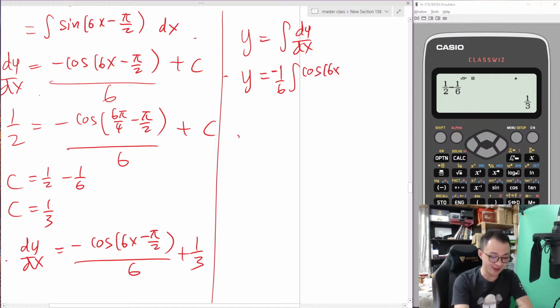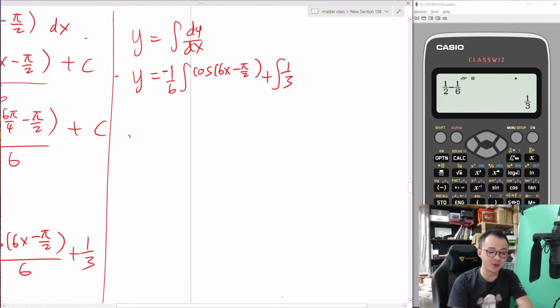This is cos 6x minus pi over 2. And then plus I integrate 1 over 3. Okay, I will integrate both, or you can integrate all of them together. But since I take out negative 1 over 6 already, I need to separate the 1 over 3. I cannot straight away say plus 1 over 3. If like this, that means I take out the negative 1 over 6 from both. But in fact, I don't take out from 1 over 3, isn't it? This is the reason why I separate them. Okay, write a dx here. Plus integrate 1 over 3 dx.